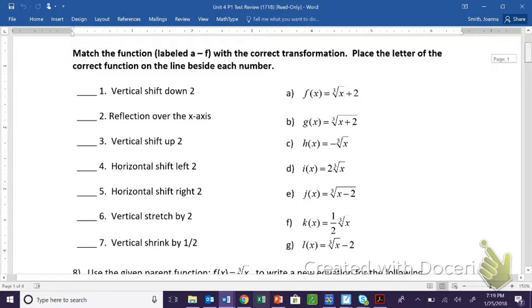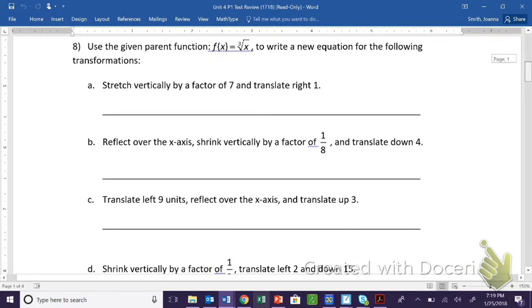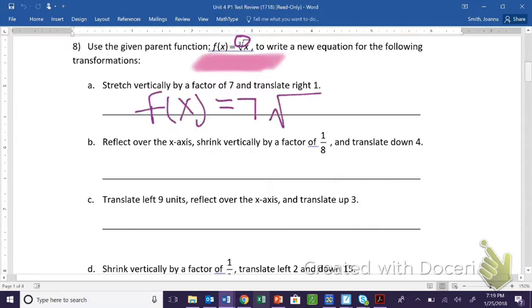The next thing we're going to look at is this one right here. Ladies and gentlemen, please, please, please pay attention to this right here. Look at the directions each time, because I will take off a half a point if you don't have the correct index. This number right here, if that is not correct, I have to take a half a point off. All right, so I'm writing the new function. Stretch vertically by a factor of 7. F of x equals 7 cubed root of x, translate right 1, minus 1.